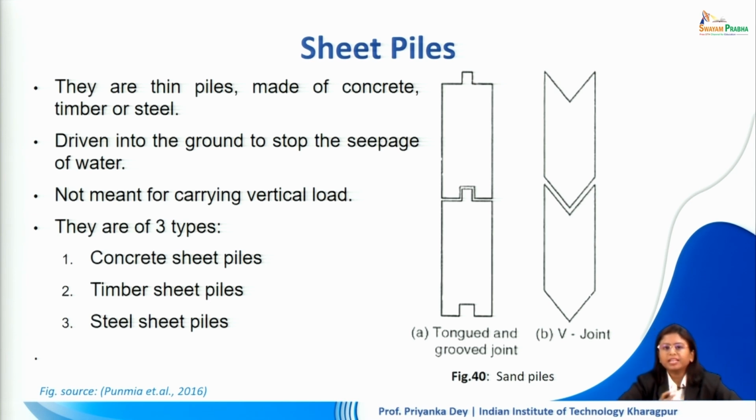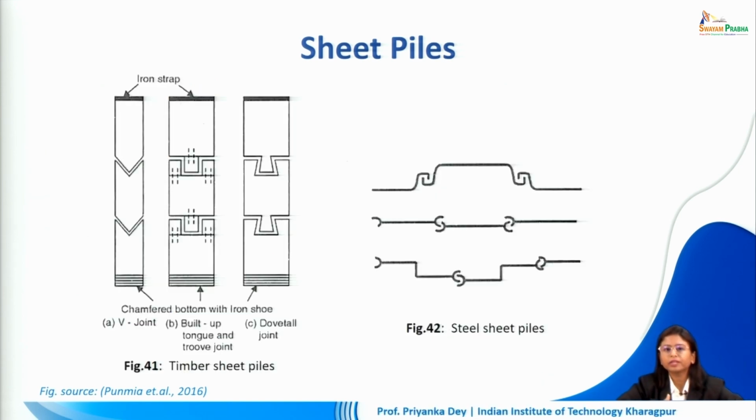This can be either made with concrete, timber or steel. So there are various shapes and sizes that are possible, and depending upon the type of pile we have, we are going to use different types of interlocking mechanisms. As you can see, there are V-joints, there are grooves or tongue and grooves, and there are also dovetail joints. So the way we join the sheet piles will vary depending upon our design.